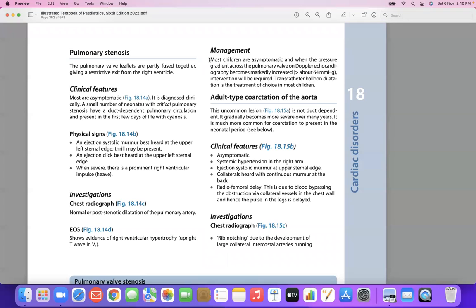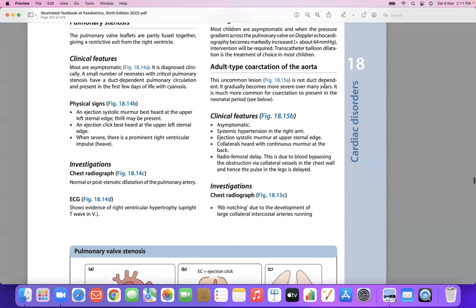So here in pulmonary stenosis, what happens? Most children are asymptomatic, but when the pressure gradient across the pulmonary valve on Doppler echocardiography becomes markedly increased, here also he has given the same value, more than 64 mm of Hg, intervention will be required. Again here transcatheter balloon dilatation is the treatment of choice.